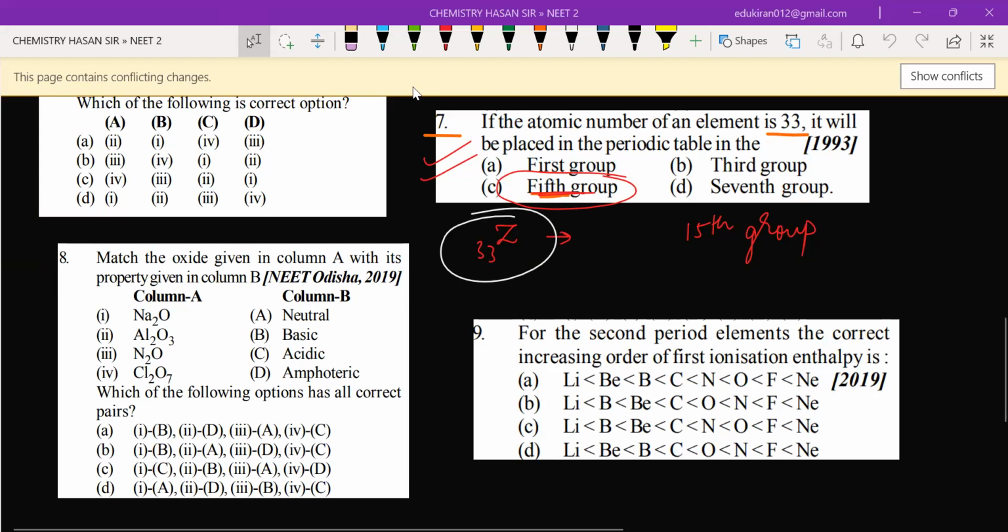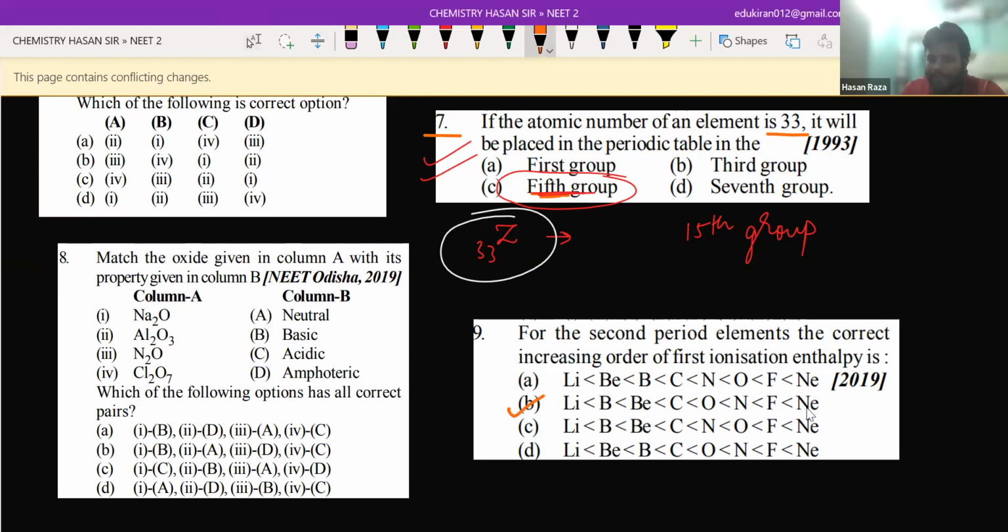Very good, Rabia. Aisha, it's wrong. The option is B, not A. Basically, neon is the highest, then fluorine, because you know that fluorine is the most electronegative element. Out of nitrogen and oxygen, oxygen is the second most electronegative element and has a small size, that's why oxygen should be higher.